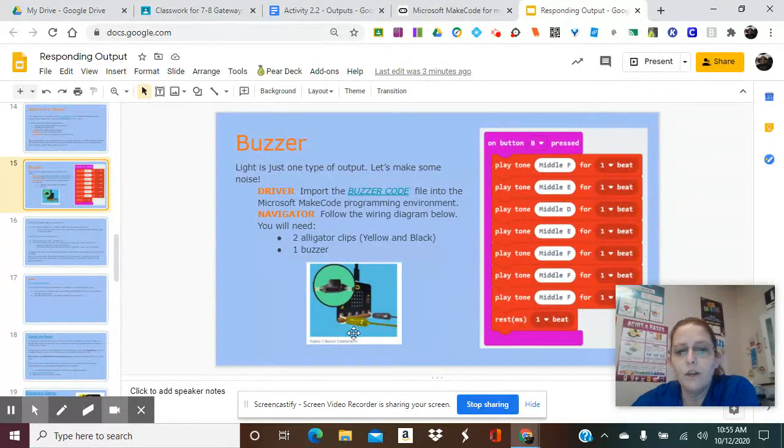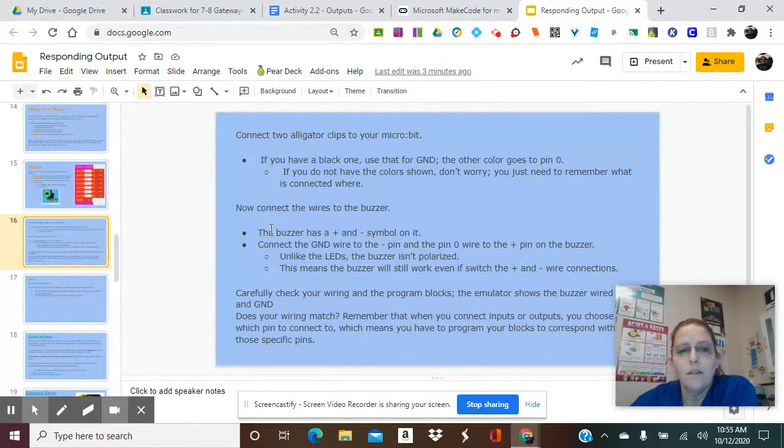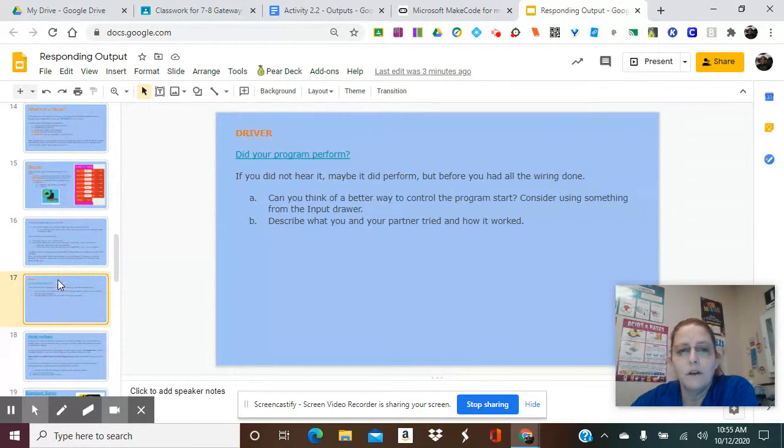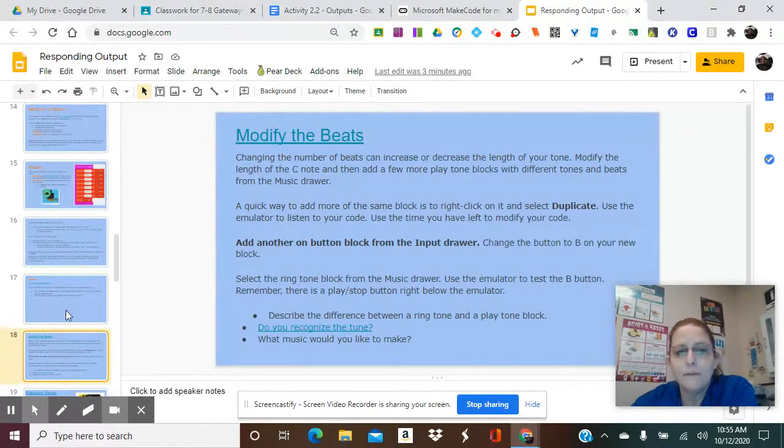Okay, so you're going to plug in your buzzer. 0, 1 pin goes here, the other pin goes there. Remember, you have negative and positives here as well. And then do you recognize the tune that is being played there? All right. Did your program perform? If it didn't, maybe it's your hardware. Maybe you have your negative and positives mixed up. Sometimes that happens. All right.